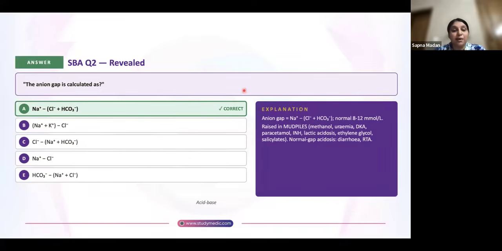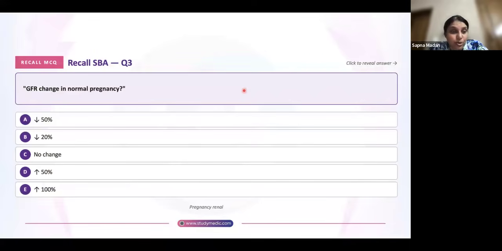It is sodium minus the sum of chloride plus bicarbonate. So anion gap is defined as the difference between the sodium ions and the sum of chloride and bicarbonate ions, and the normal is 8 to 12 millimoles per liter. The mnemonic for conditions or drugs that increase it is MUDPILES. So it is methanol, uremia, diabetic ketoacidosis, paracetamol, isoniazid, lactic acidosis, ethylene glycol, salicylates, and normal gap acidosis is seen in diarrhea and renal tubular acidosis.